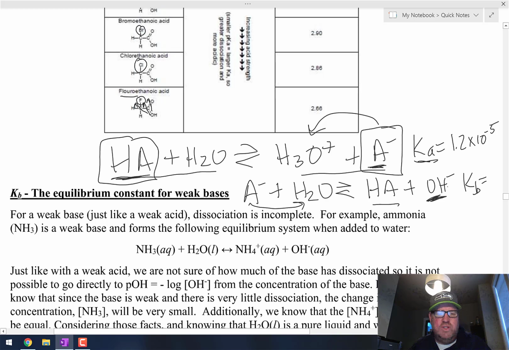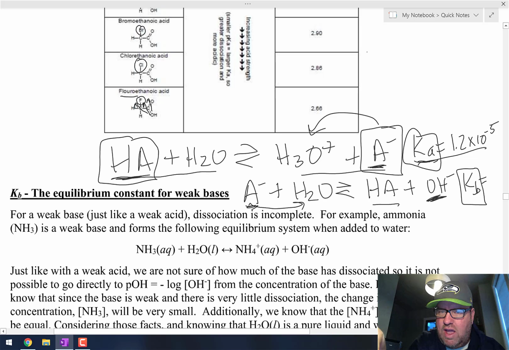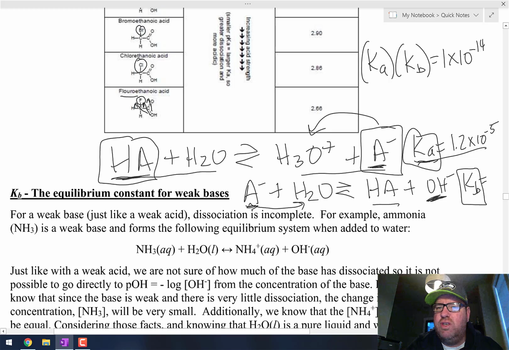And when you have an acid that has a Ka value, and you also have its conjugate base, which can also act as a base to reform the acid in a different chemical equation, there's a relationship between their Ka and Kb values. The Ka of the acid times the Kb of the base is equal to 1 times 10 to the minus 14th. It kind of goes back to the pH scale, which goes from 0 to 14, that same concept.